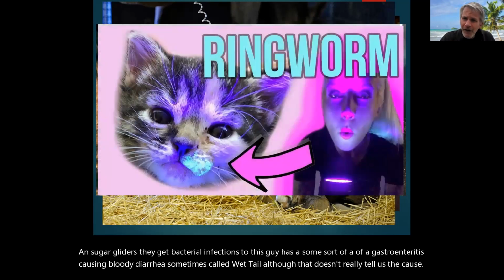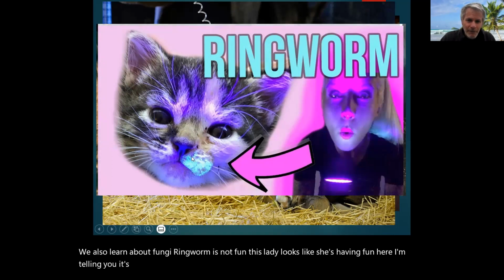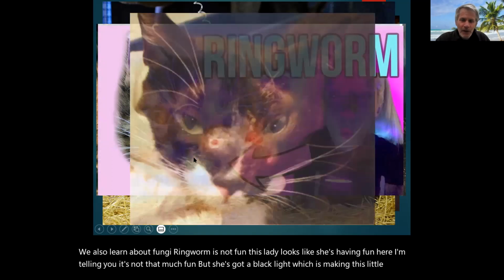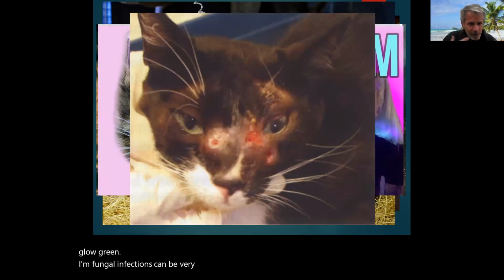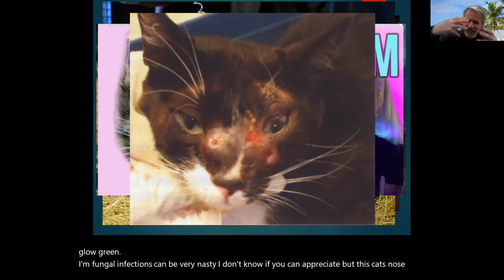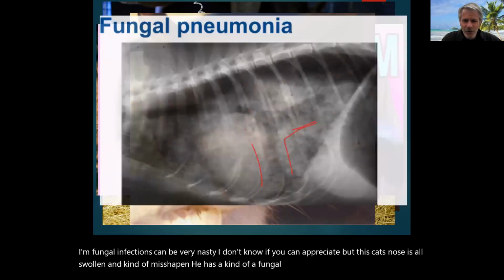We'll also learn about fungi. Ringworm is not fun. This lady looks like she's having fun here. I'm telling you, it's not that much fun. But she's got a black light, which is making this little lesion glow green. Fungal infections can be very nasty. I don't know if you can appreciate, but this cat's nose is all swollen and kind of misshapen. He has a fungal infection inside of his nose.